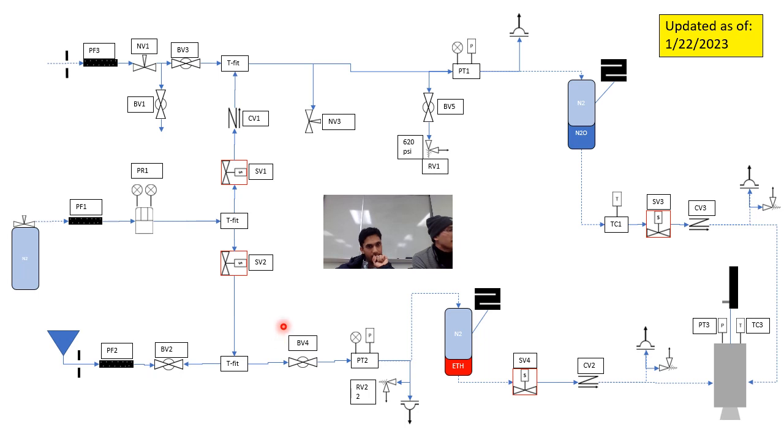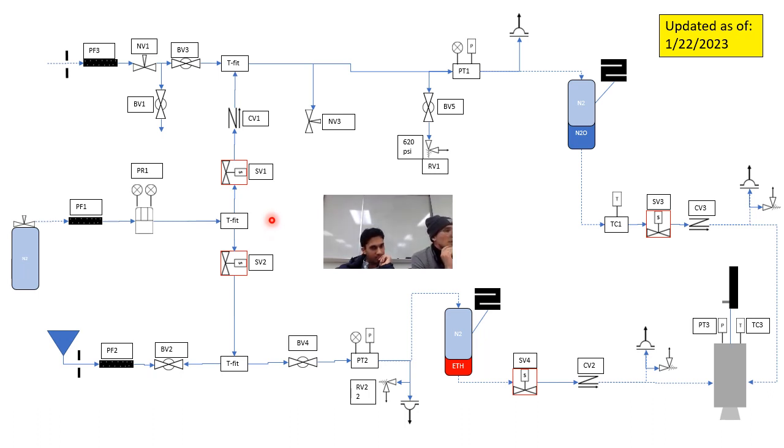And then we open SV1 and SV2 simultaneously, which begins the nitrogen purge. There's some flexibility on opening them simultaneously. We might be able to just open one at a time and purge one side of the system at a time. That's not been fully decided yet, but that's where we're at currently.